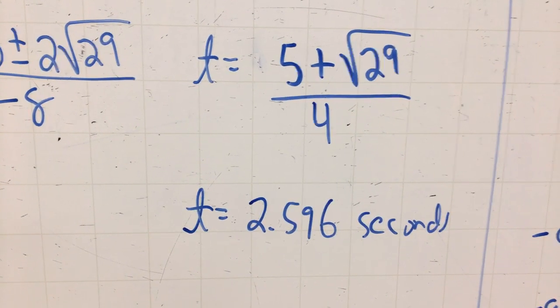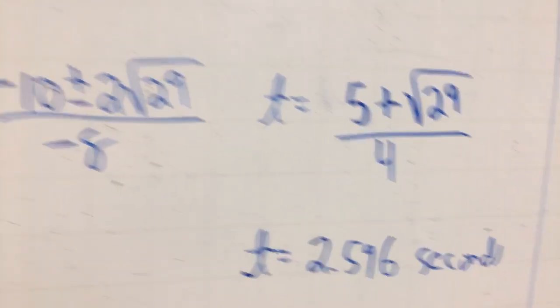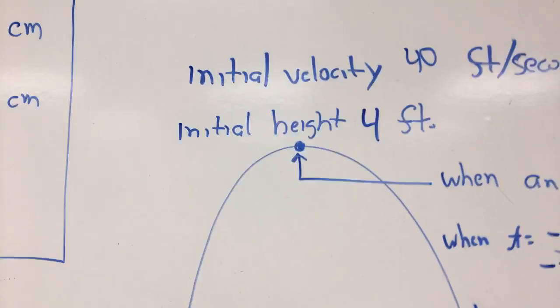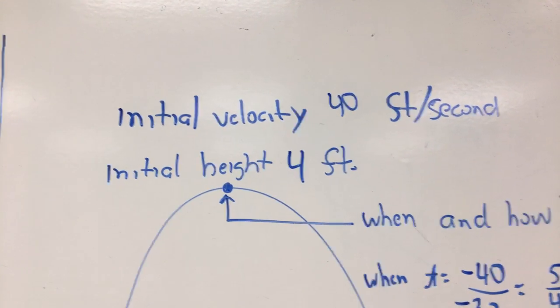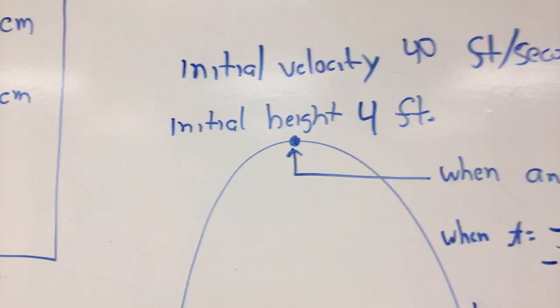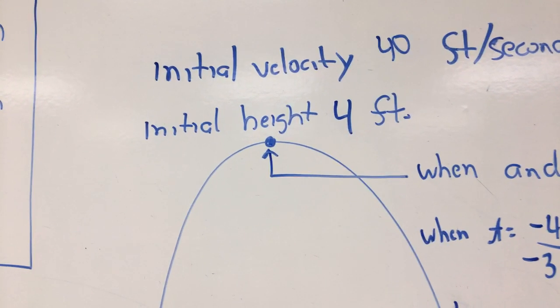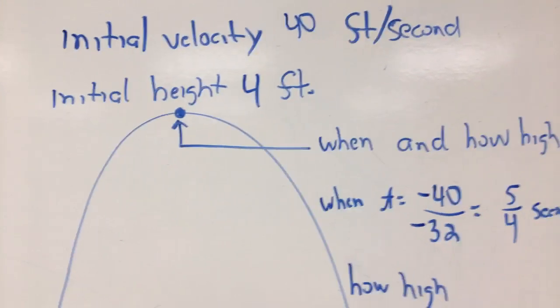Sideshow Bob throws it up, okay? Hits the ground, all right? Now, initial velocity 40, and the initial height was 4 feet. That's the height above the ground at which Sideshow Bob released it. Now, how high and when?